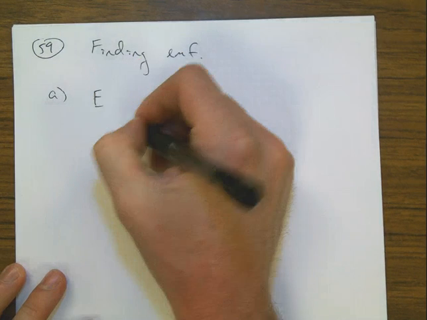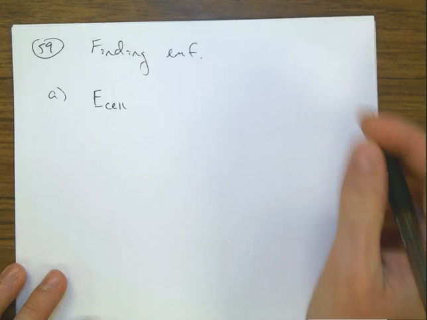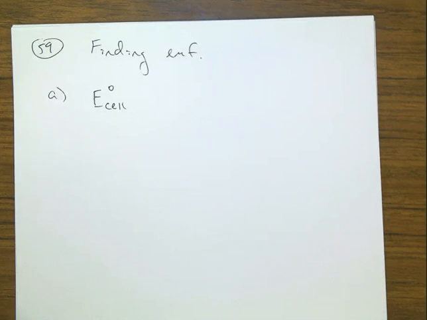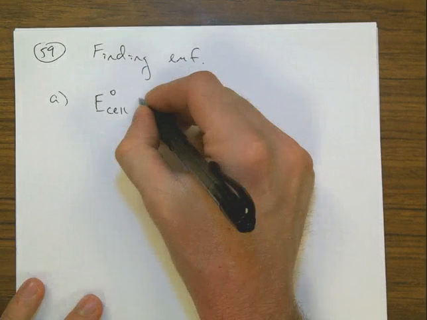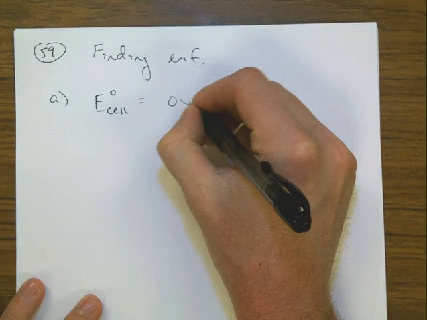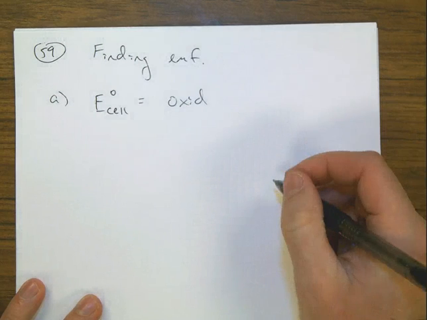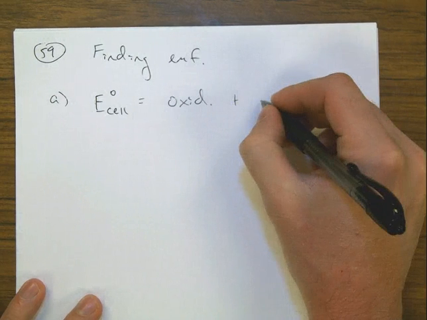So the notation we use for finding EMF under standard conditions would be E naught cell. If we're finding E naught cell, we can use this table to get our answer. I like to follow the formula E naught cell equals whatever your volts are for the oxidation step of your reaction plus whatever the volts are for the reduction step.